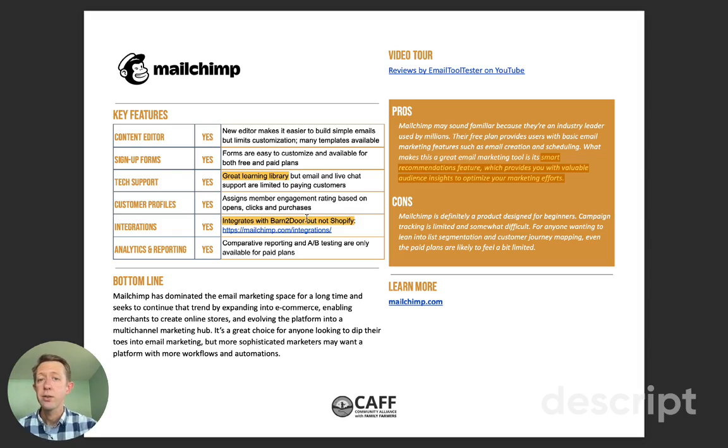Also, this integrates directly with Barn2Door, which is an e-commerce platform that some farmers or food distributors might be familiar with or using already. However, it does not integrate with Shopify, which is another really popular e-commerce platform. So be aware of that, and as always, look at the full list of integrations for more. The downsides of Mailchimp are few. Probably not the best thing for more sophisticated marketers, but for a beginner, I think it's a great place to start.